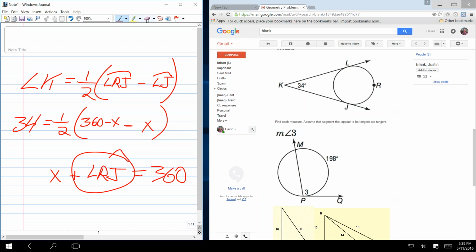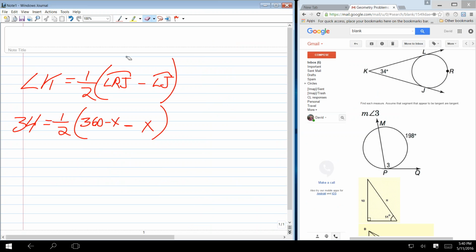And now I can solve that. I've only got one variable. And that's what you want, to be able to write the equation with one variable so that you can solve it. In other words, this becomes 360 minus 2x.